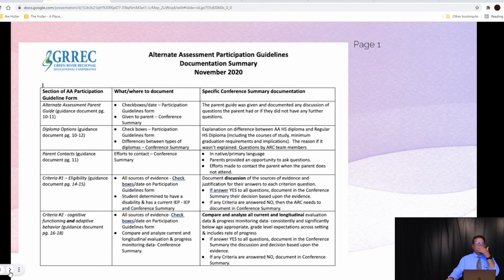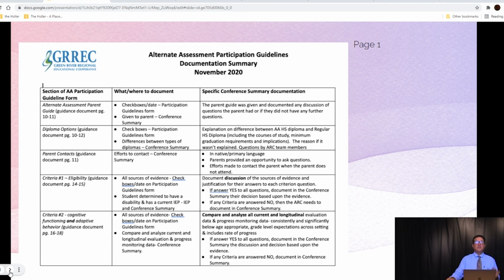Here is some of this information filled out. Remember, I said that this is a collaboration amongst our co-ops. GREC, our Green River Regional Educational Cooperative, provided some of the information here, and this was probably done in a task group at some point, or maybe GREC just did this all by themselves. But anyhow, this gives you the participation guideline form and what you're looking at. You're looking at the criteria, the diploma options, the parent guide, what you need to do, where you need to document it, and what the specific documentation is.